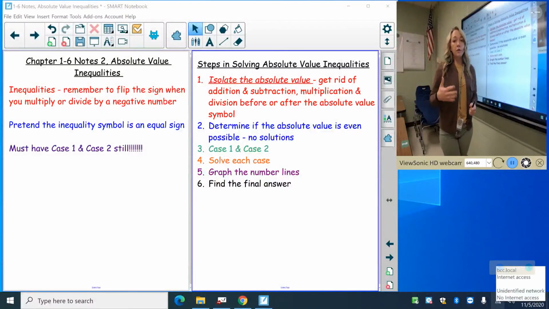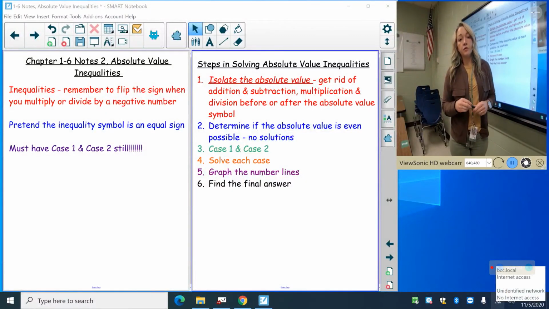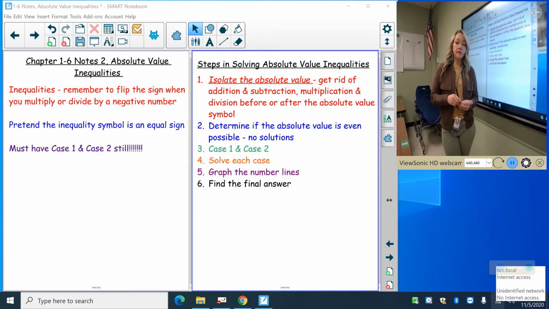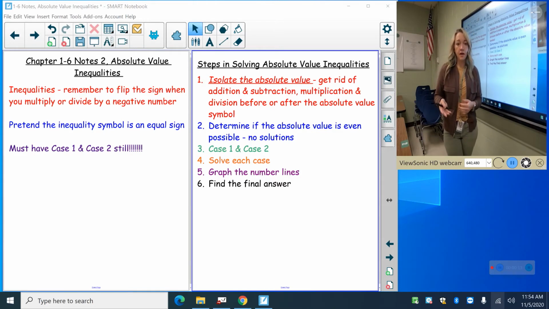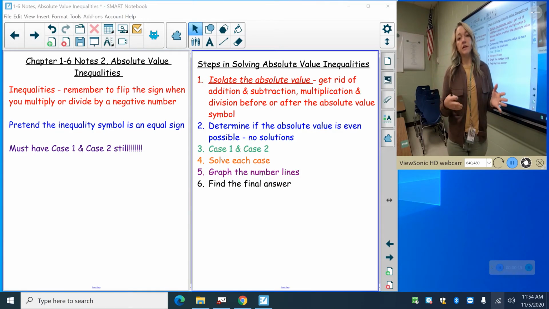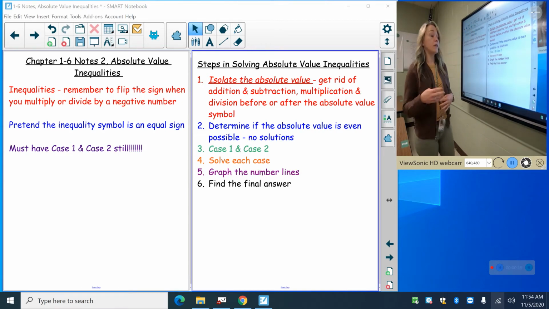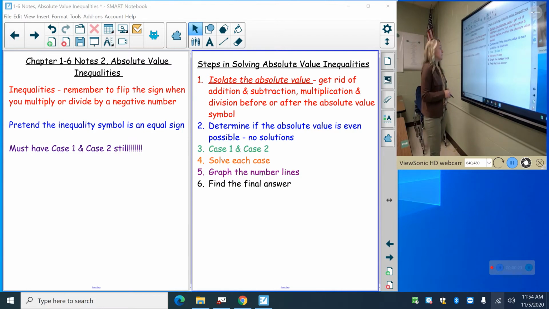Okay, we are going to move along and go to the next half of 1-6. The next half, we're still talking about absolute values, but now instead of equations, we're going to have inequalities. Just like 1-5, where we first solved equations and then inequalities, we are now going to solve absolute value with the inequality instead of the equation.